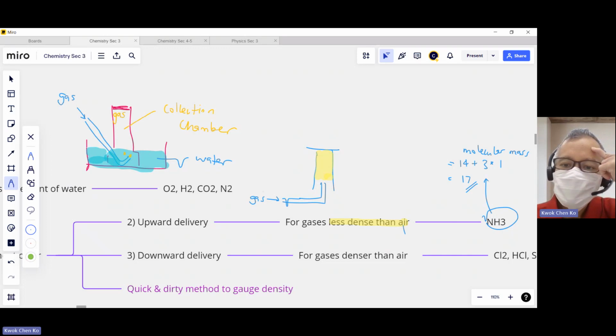But what about air? Now, I won't go through how to derive this figure, but it helps if you remember air has a molecular mass of about 29. Okay, so I'll put the symbol as Mr. So as long as your gas has a lower number than 29, it is less dense than air. This guideline works most of the time, almost all the time.